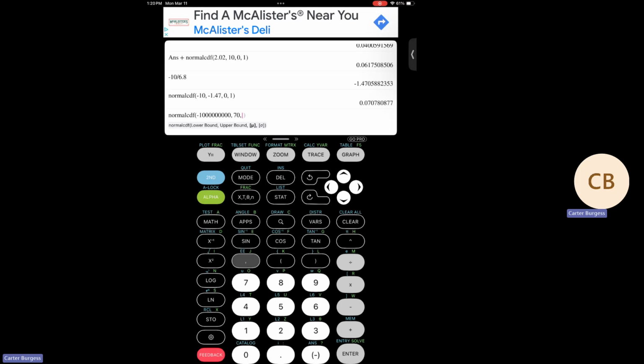What is the unstandardized mean? So non-adjusted. 80. And then what is the unadjusted, non-standardized standard deviation? 6.8. And we hit enter and we get, okay, it's a little bit different because I rounded the negative 1.47, but it is effectively the exact same answer. In fact, this one's even better because it's not rounded.